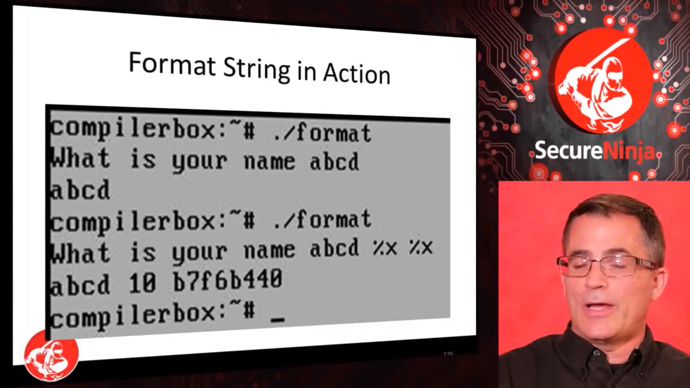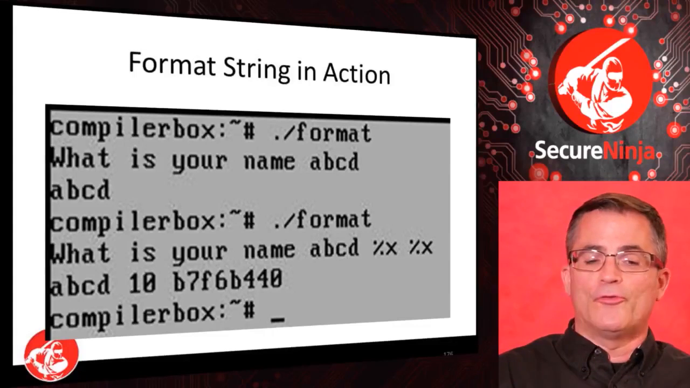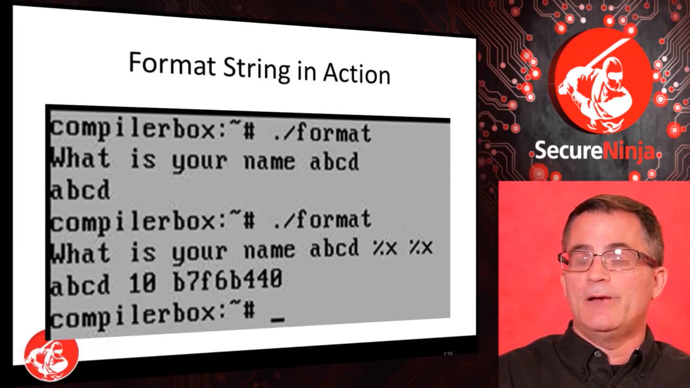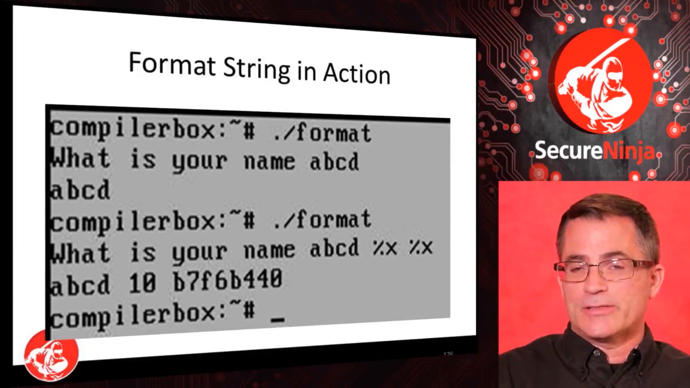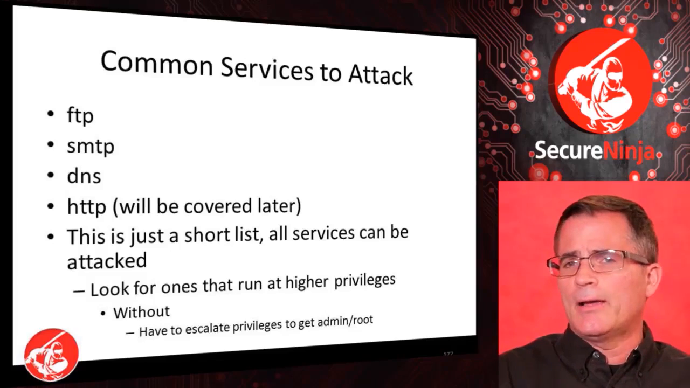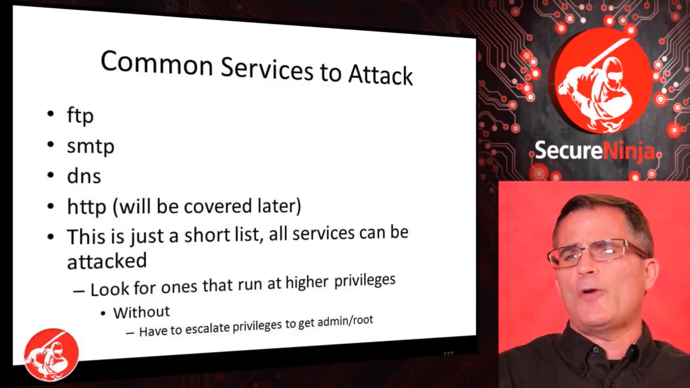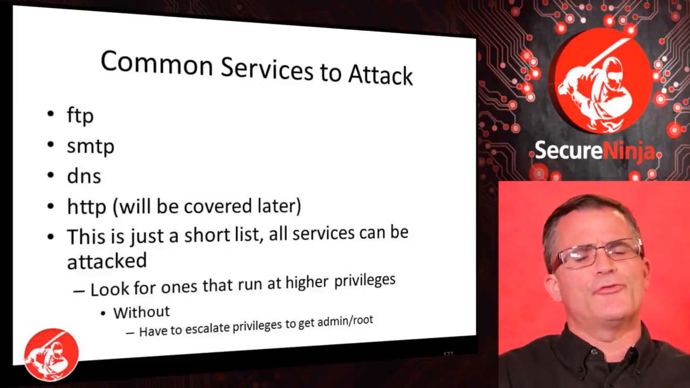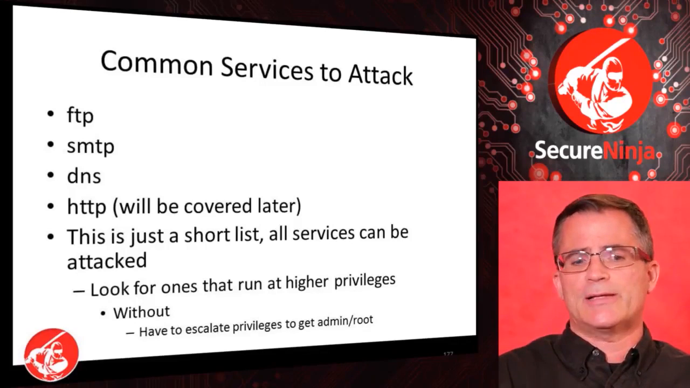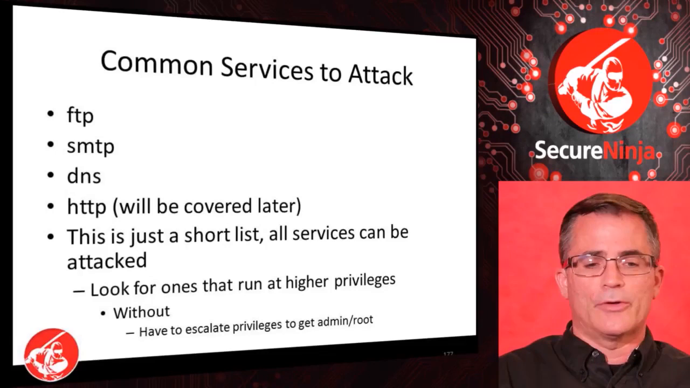I have the return address, and now I can craft and draft and create a buffer overflow that will overflow at this B7F6B440 address. So what are some common services to attack? Ones that will give us privilege level access. If at all possible, we always attack a service that gives us privilege level access. Any service that runs as root or administrator.